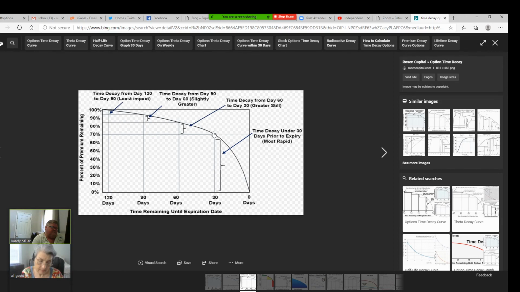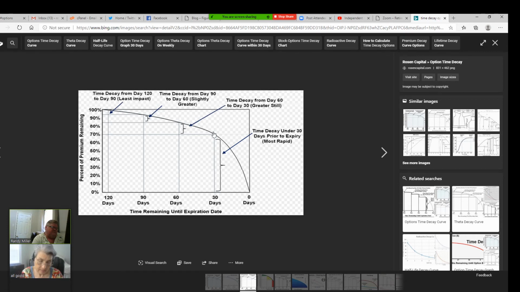It's the same thing for covered calls. The time decay on those is exactly the same. Okay, that tells me a whole lot. I had no clue about how to read this. Now I know.